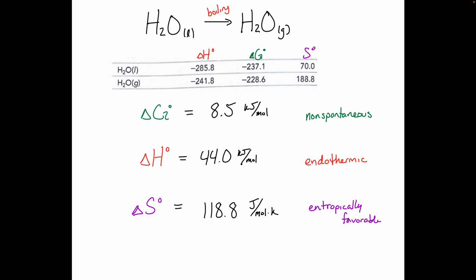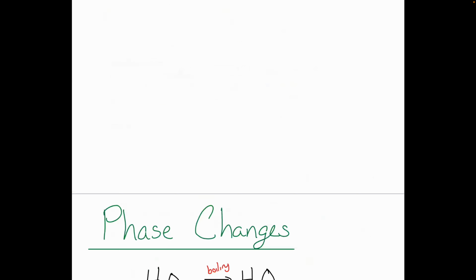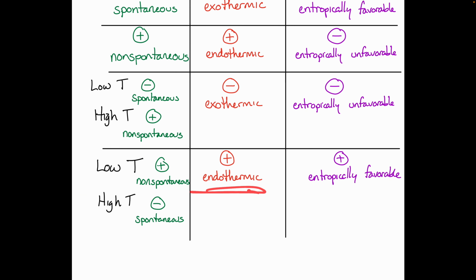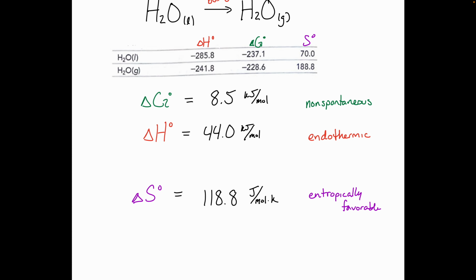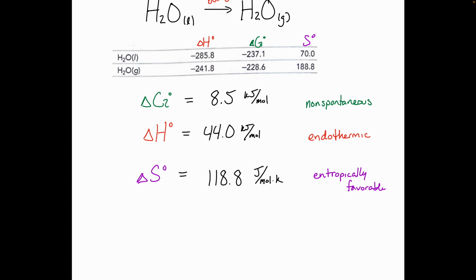All right, but again, this is at standard state, at that 298 Kelvin. If we look at any reaction that is endothermic but entropically favorable, it might be non-spontaneous at low temperatures, but if we increase the temperature, it will occur spontaneously. All right, so we can just start guessing and checking, plugging in values and seeing if they're positive or negative.